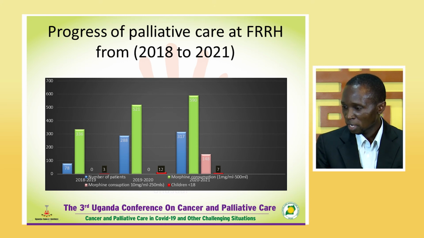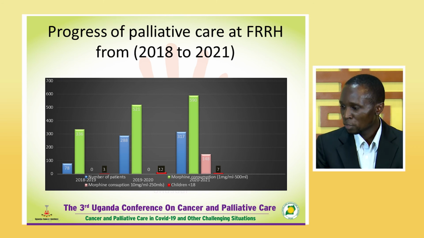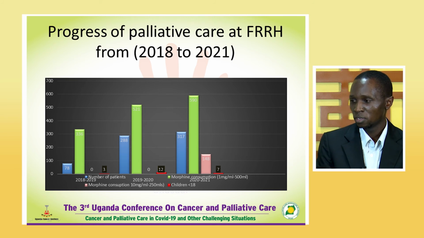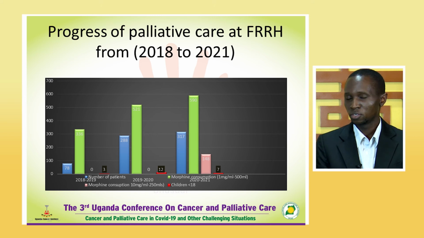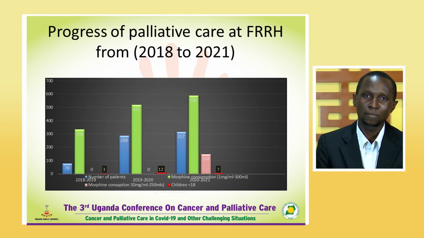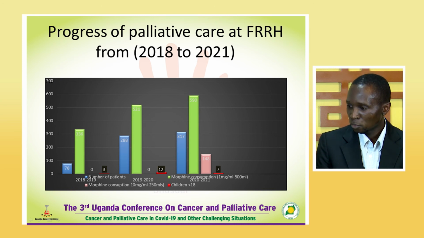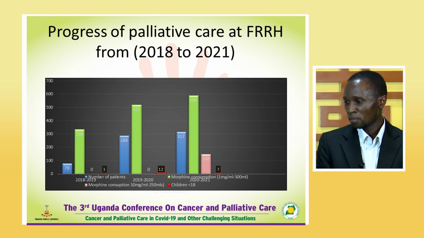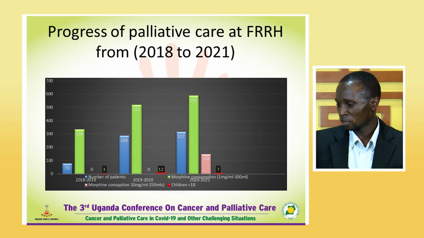And in 2018-2019, we had a consumption of 336 bottles of green morphine. The following year, 2019-2020, the consumption improved from 336 to 521 bottles, and then in 2021 to 590 bottles. You can see that there's a progressive increase in the number of people accessing palliative care, and therefore the morphine consumption is also increasing. At that time, 2018-2019, we didn't have red morphine, but in 2020, we were able to convince the national medical stores to give us red morphine because we were able to present data, and so that is one of the things that we benefited from the data we collected.